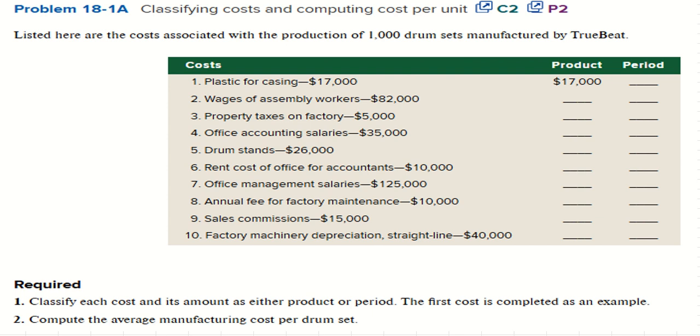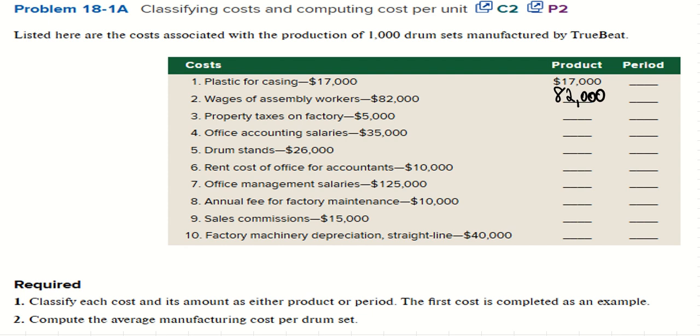For number one, it says plastic for casing, $17,000. It looks like they already did number one for us. So plastic for casing for $17,000, that is a product cost. Number two, wages of assembly workers, $82,000. That is also a product cost. So let me go ahead and put in 82,000 here.